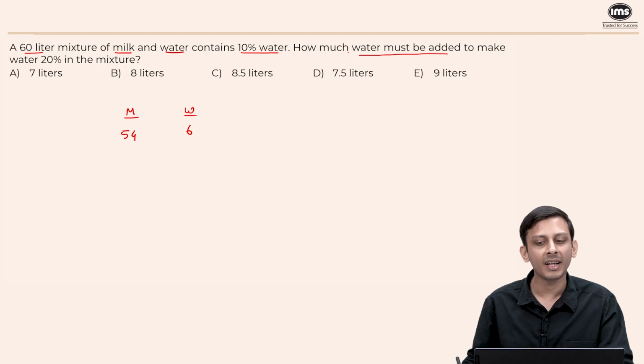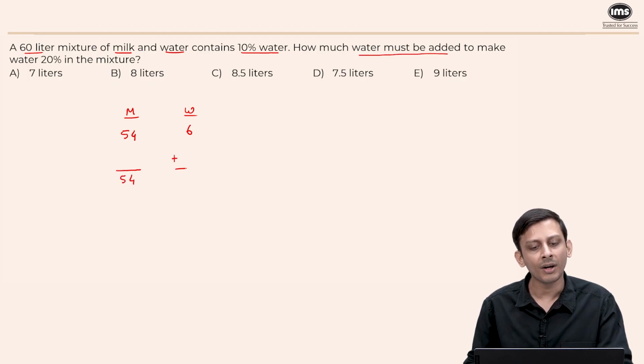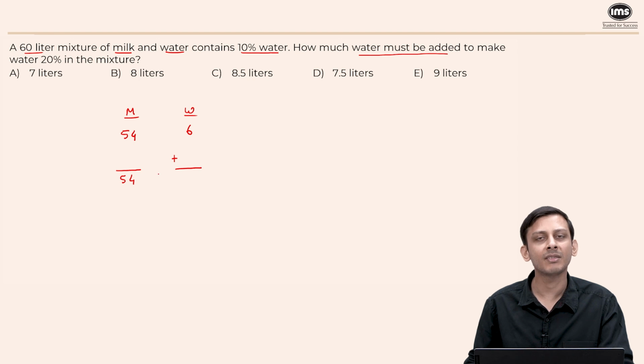Here you have to observe that only water is being added. Nothing is changing for milk. Milk is not being added, milk is not being removed. And therefore the quantity of milk will remain the same. It was 54, it will still be 54. Water will be added. Quantity of water will increase. So the total quantity will also increase. But quantity of milk will remain the same.